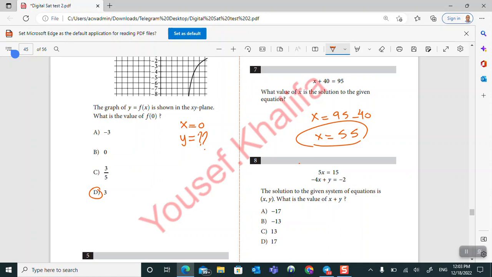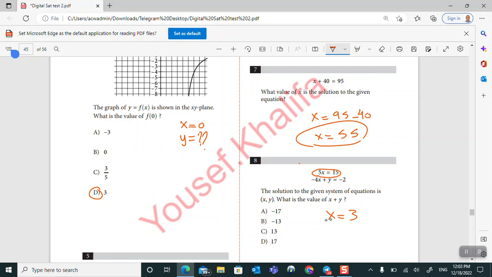The solution to the given system of equations is x and y. What is the value of x plus y? Here, since we have a constant equation, which is 5x equals 15, we can just get the value of x. Isolating x, divide both sides by 5, and you will result in x equal to 3.